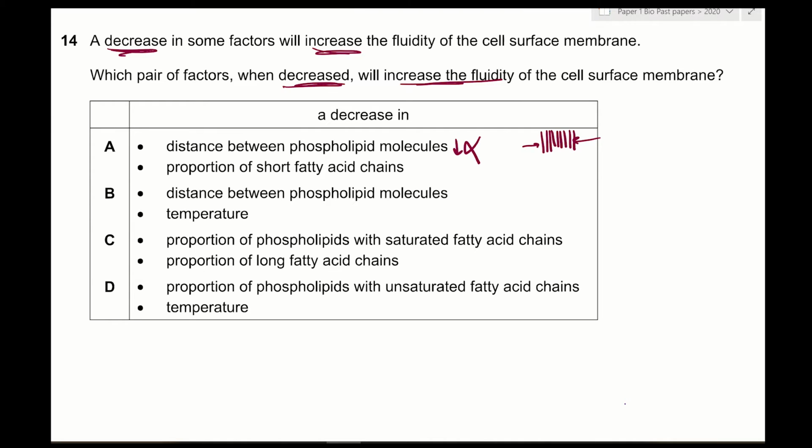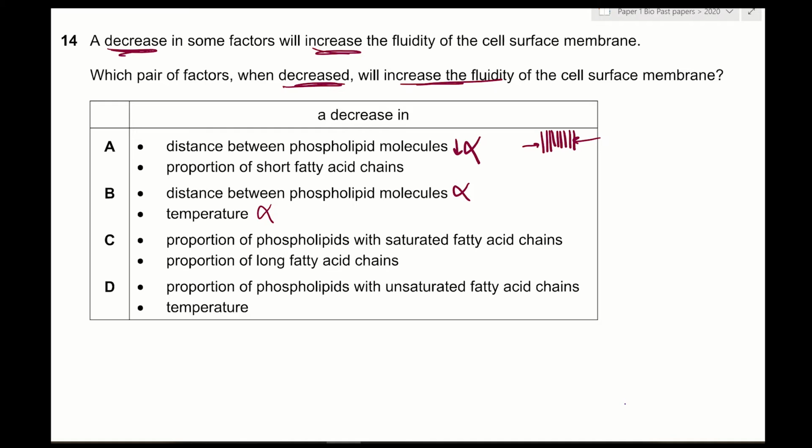So this is incorrect. And B, distance between phospholipid molecules. Now, for the distance between phospholipid molecules, we just said it's incorrect and we mentioned the reason. And here we have temperature. So for temperature, we all know when decreased, the fluidity also decreases because the kinetic energy decreases. Therefore, this is incorrect too.